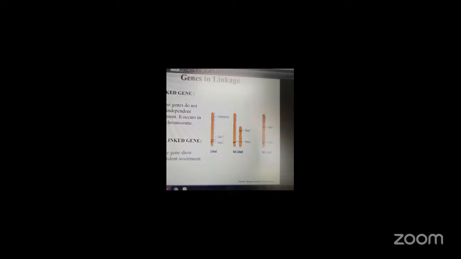Another topic is crossing over. Here, I will show it on the diagram.